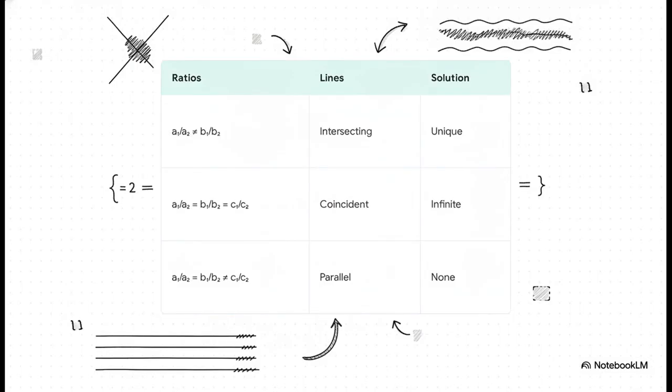And guys, this table right here, this is your ultimate cheat code for the exam. You literally don't even need to waste time drawing out the graphs to know how these lines are going to behave. If you just compare the ratios of the coefficients, so your A1 over A2, B1 over B2, and C1 over C2, you can instantly predict if those lines will intersect, run parallel, or coincide. Trust me, knowing this is going to save you massive amounts of time when the clock is ticking.